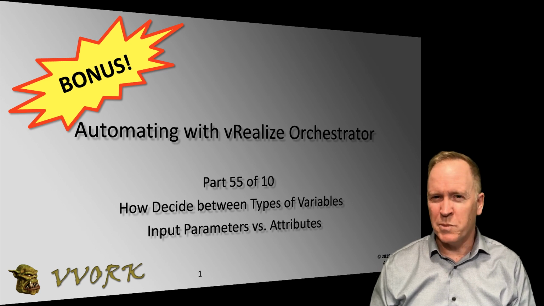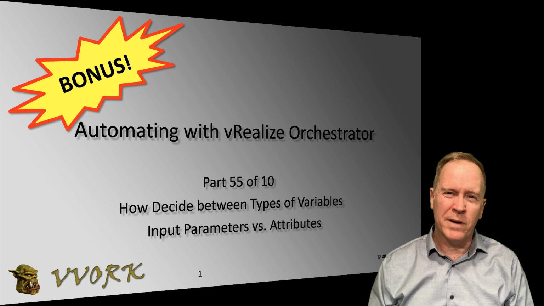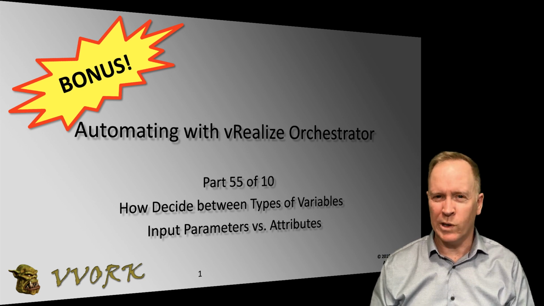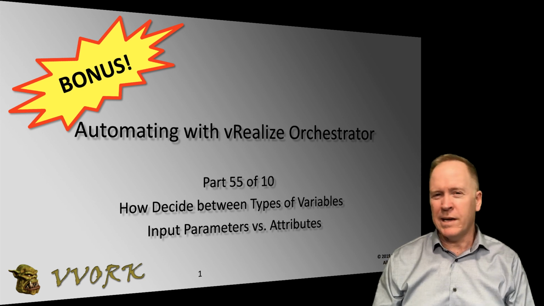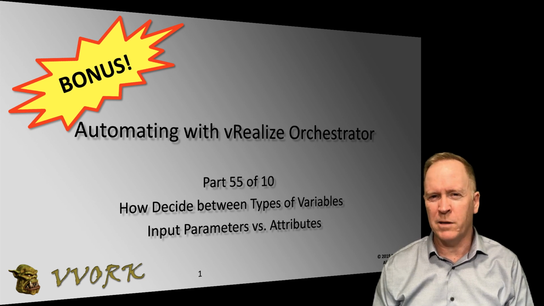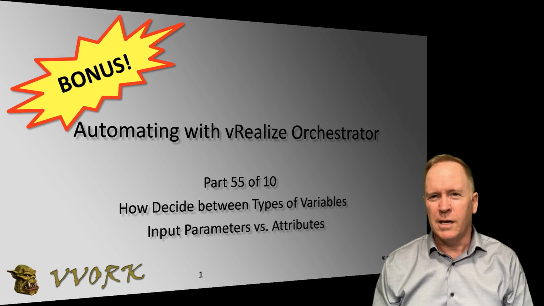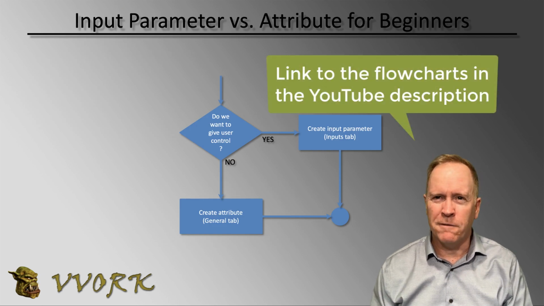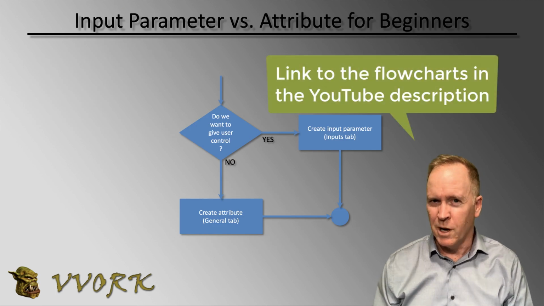I'm Brian Watrous and this is part 55 in a 10-part video series in which we're learning how to automate using vRealize Orchestrator. What I'll be talking about in this particular video is how to determine whether a variable should be an input parameter or an attribute. Let's take a look.